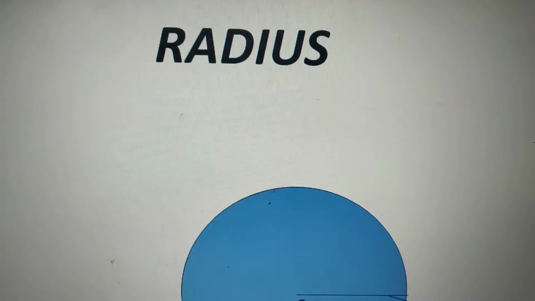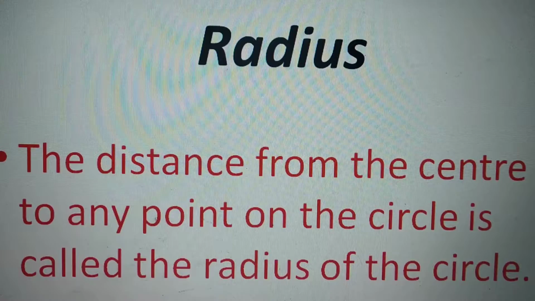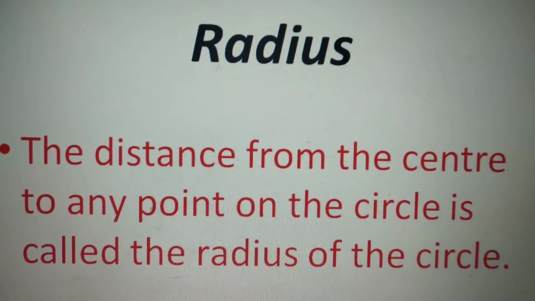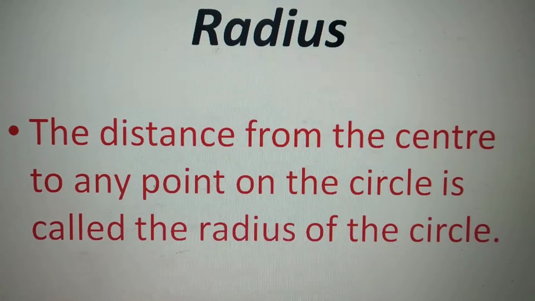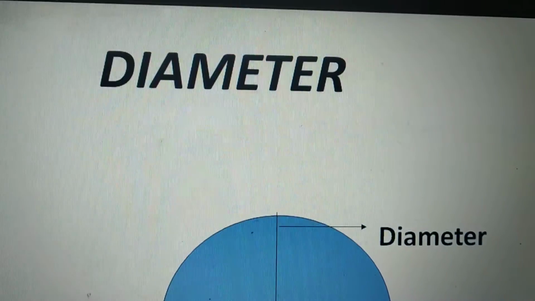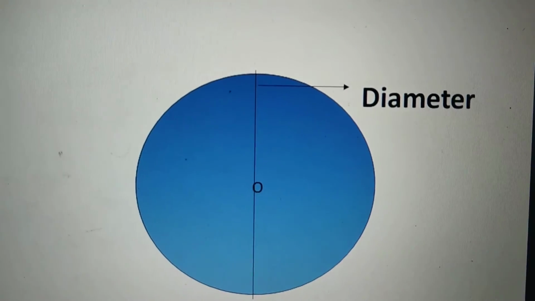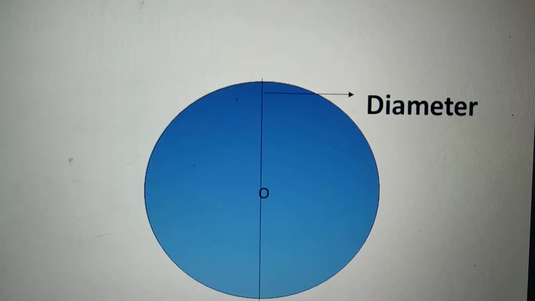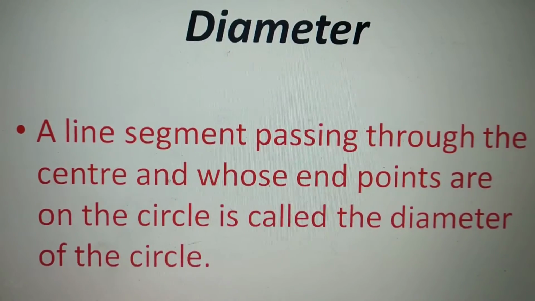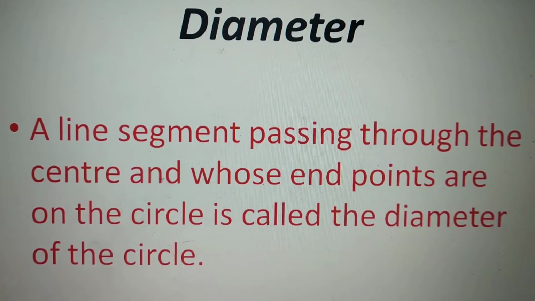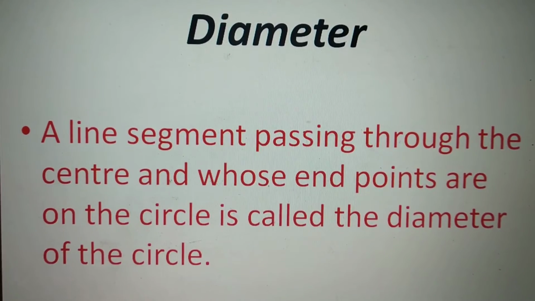Next is radius. The distance from the center to any point on the circle is called radius of the circle. Diameter. This figure shows diameter. A line segment passing through the center and whose endpoints are on the circle is called the diameter of the circle.